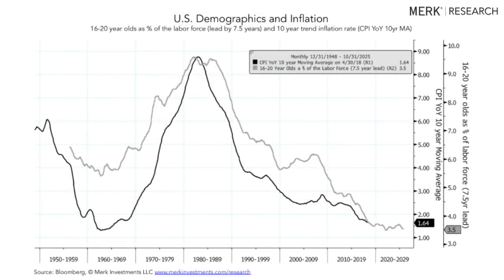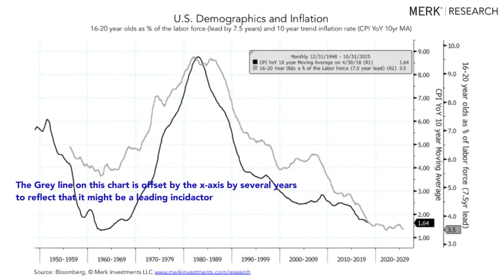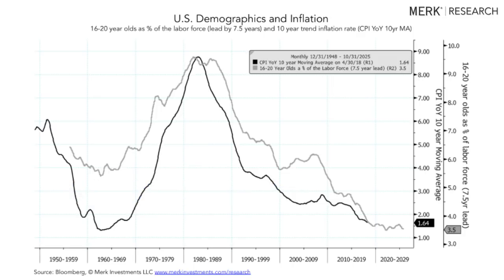And that's somewhat captured on chart 12, U.S. demographics and inflation. So the gray line here is 16 to 20-year-olds as a percent of the labor force. That's led by 7.5 years, and then the 10-year trend inflation rate, which is the black line. That's the CPI year-over-year rate, 10-year moving average. And so you can see there appears to be somewhat of a relationship. This is a debated topic among economists.